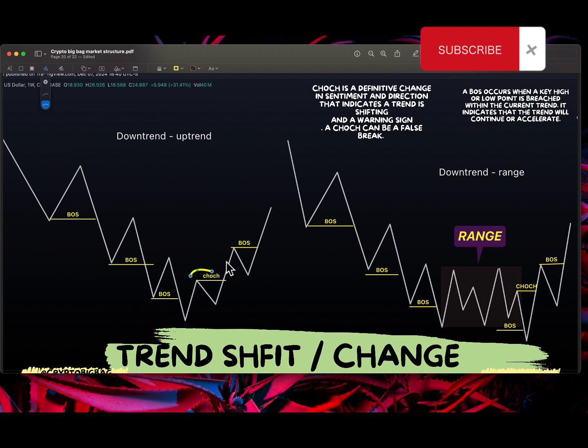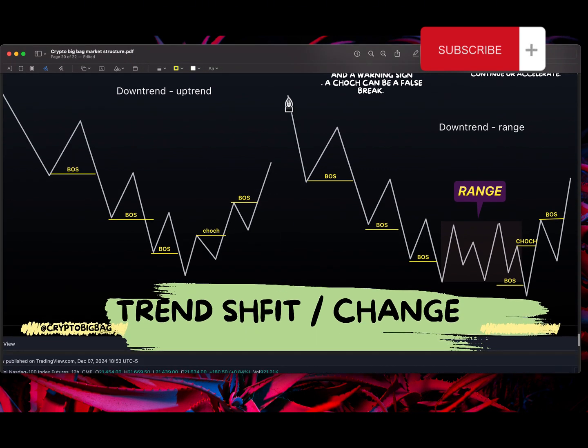It's a change of character where price breaks this high right here. That's a change of character. Now it pulls back, does not go lower than this, then shoots back up with an impulsive move. We're now back to an uptrend. We went from a downtrend to an uptrend, flipping the structure.